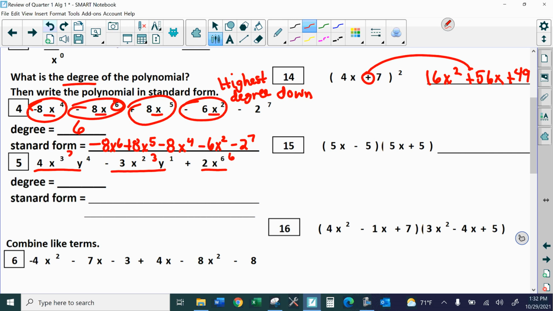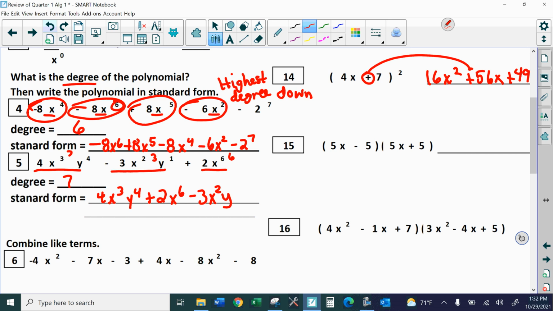So I'm going to go in order, highest degree down. The highest degree is 7, so that's the degree. I write down the highest one first, 4x cubed y to the 4th, and I go to the 6th degree, 2x to the 6th, and I go to the 3rd degree, minus 3x squared y. Okay, and there's my answer.